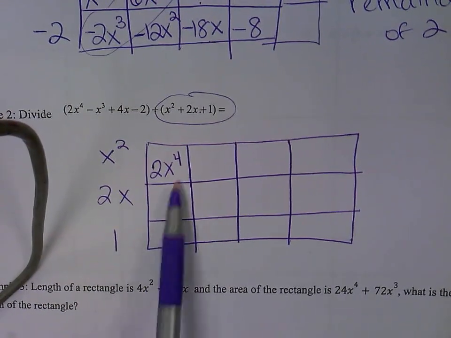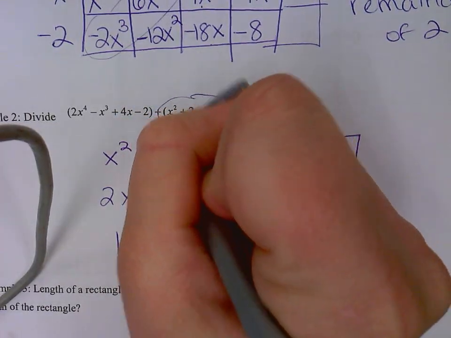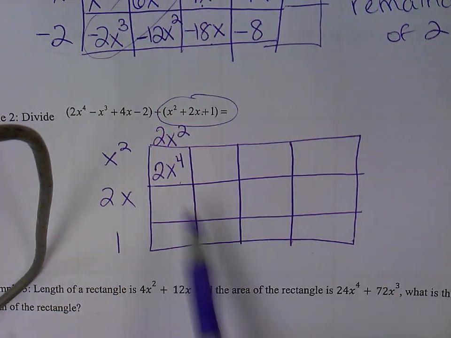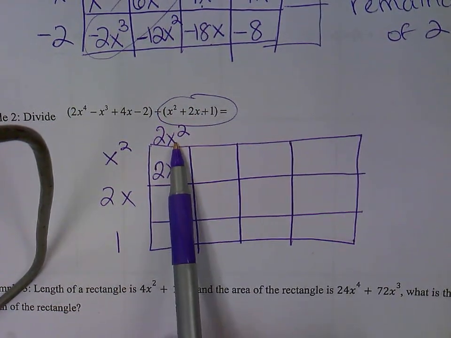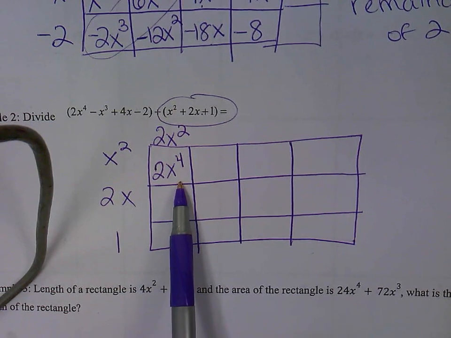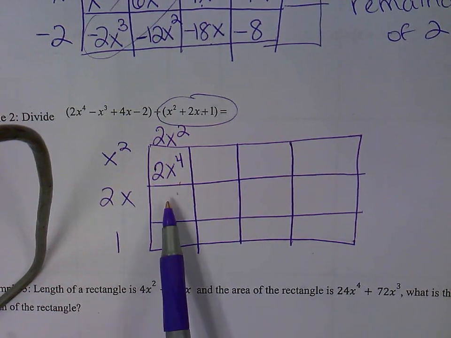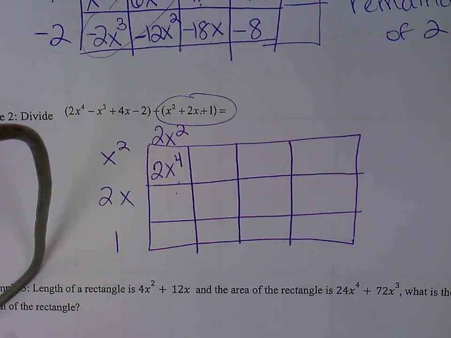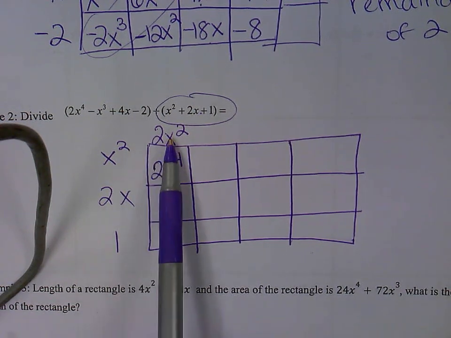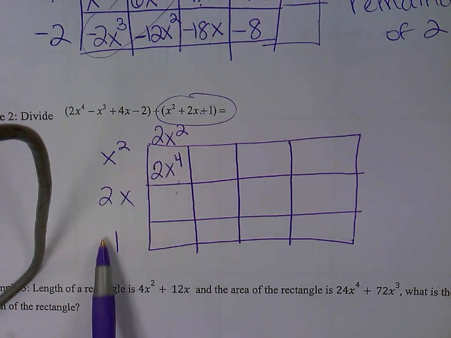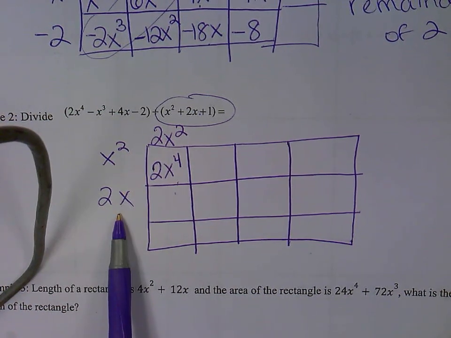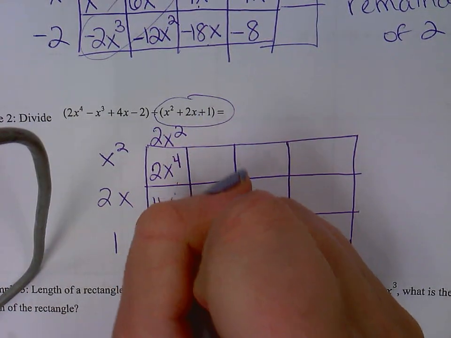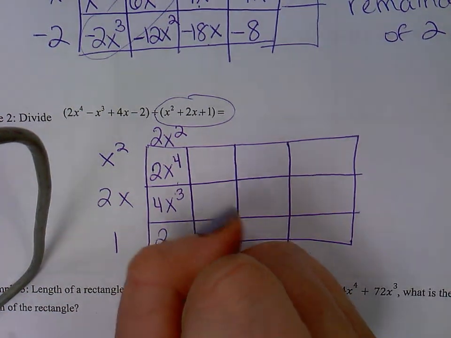I put a 2x squared on top, right? So this is 2x to the 4th, so this is 2x squared to get to x to the 4th. Guess what? On this step, you just have to fill in both of these boxes that go down. That's not that much harder. So go ahead and multiply. 2x squared times 2x is 4x cubed. 4x cubed. And then you've got a 2x squared.